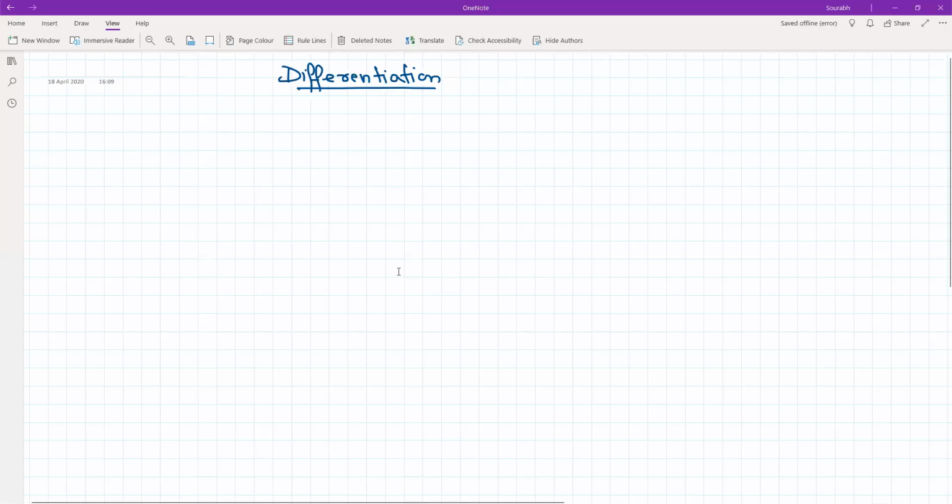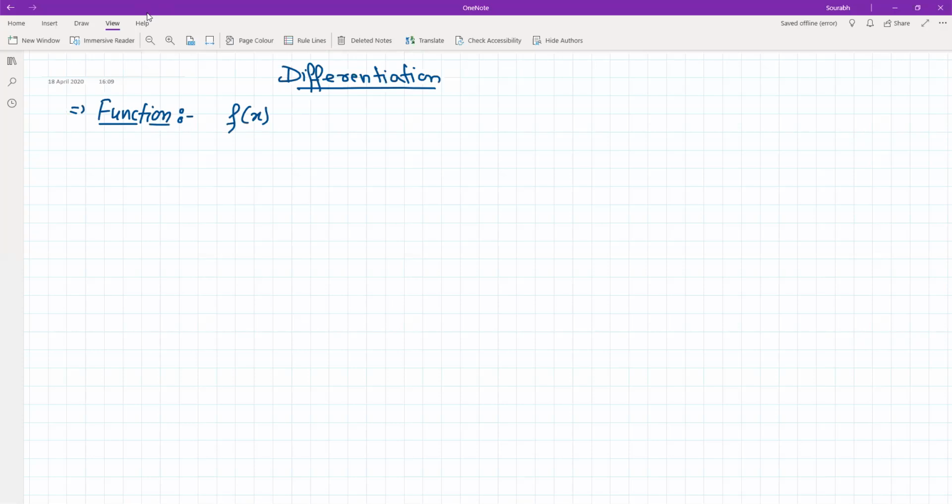So what exactly, before starting differentiation, one thing we must know is function. So any idea about what is a function in maths? I know it's represented as f of something, or generally f of x. Okay, so that is how it is represented.